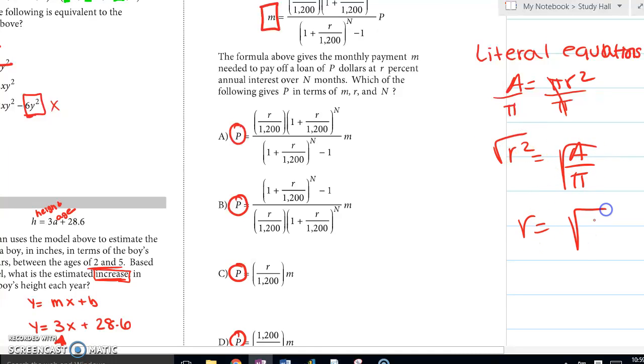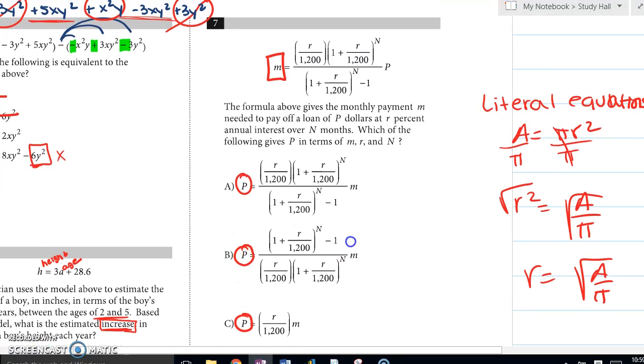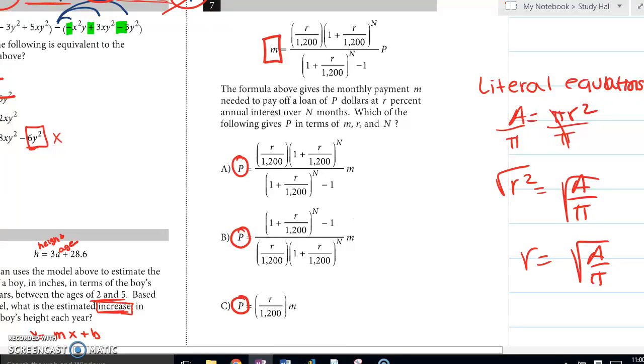So we get r equals. That's what a literal equation is. And why we know that in number 7 is because it goes from being m equals to p equals. So they did something to the equation to make it p equals, okay?